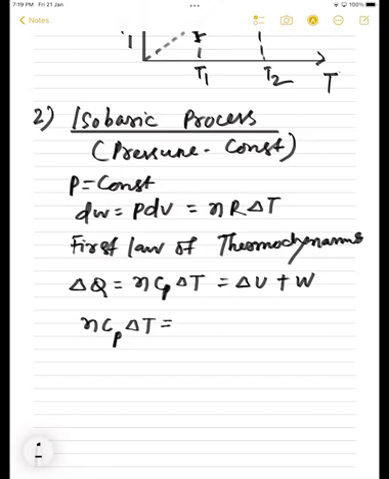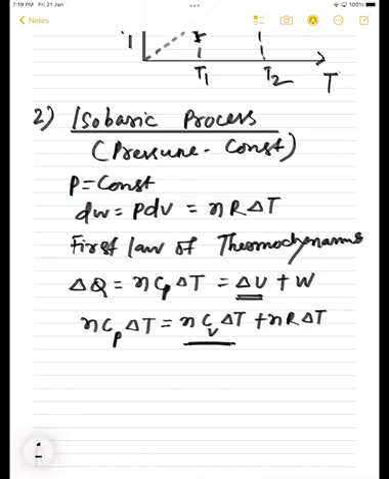But W we got how much? P delta V. Q we got how much? nCv delta T plus nR delta T. This is about work done. Okay, students? Change in internal energy is what? nCv delta T. That is nR delta T.